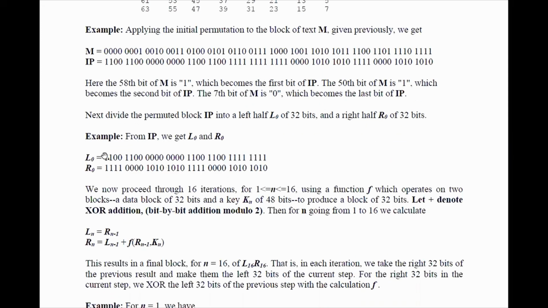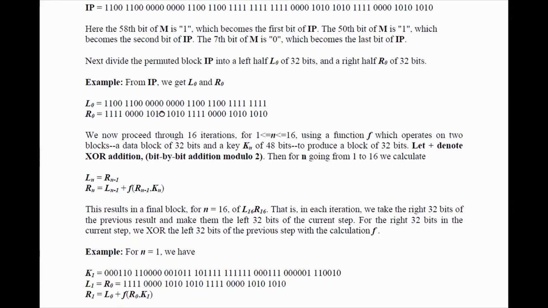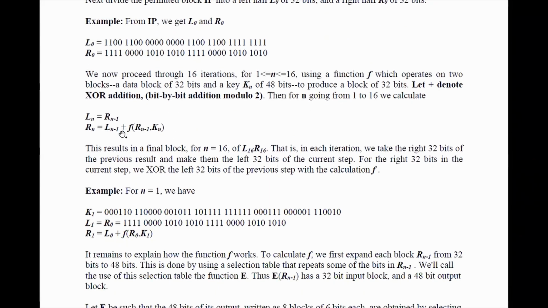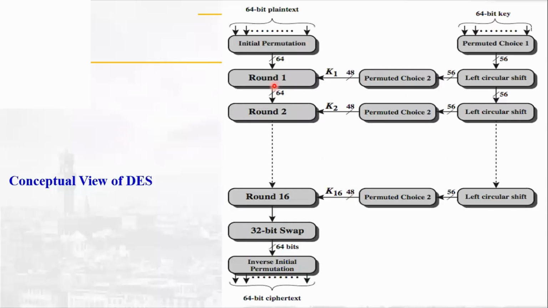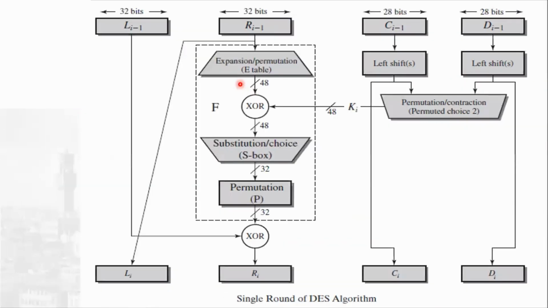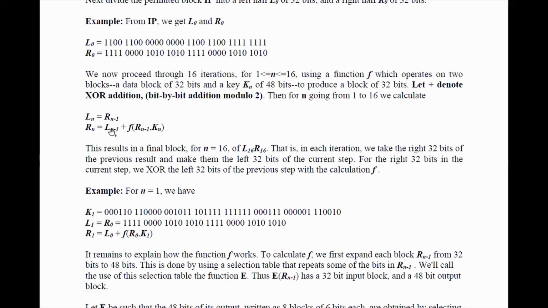Then you'll have to divide it into two halves, L0 and R0. So at the first step, whatever you are getting here has to be divided into two halves, L0 and R0. Now what you have to do for the left part and right part is this: you'll have to apply this function f, the Feistel function f. Whatever the output of this Feistel function, that has to be XORed with the left part. So that is given over here.